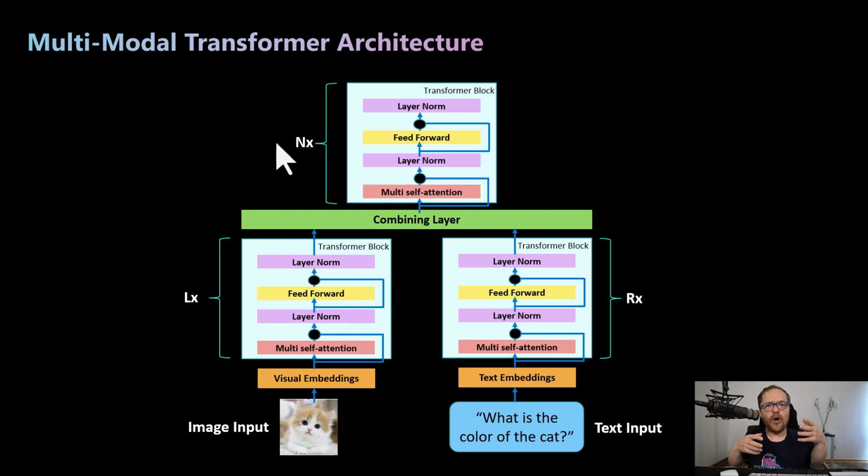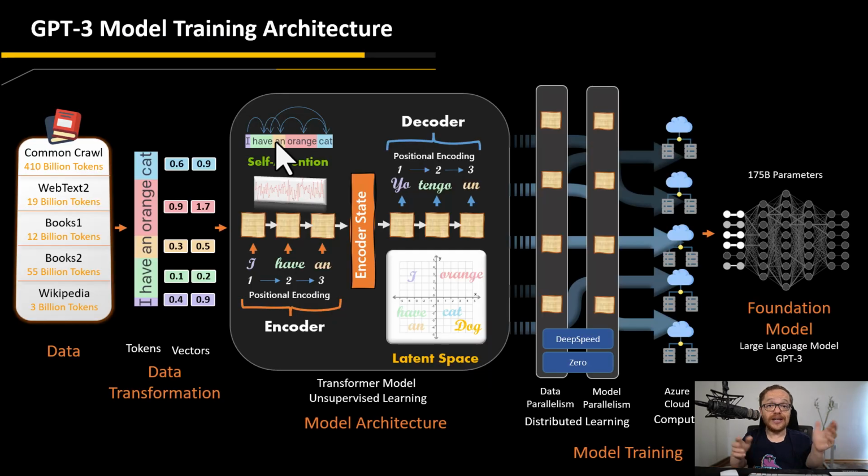And this opened up a whole world for us, Microsoft and Google and other companies around that. Because what we then did, we were given the ability to go in and create training architecture. So you can see here, this is a GPT-3 model training architecture. We've taken the data, then we do data transformation with tokenization. We then do encoding and decoding into latent space.